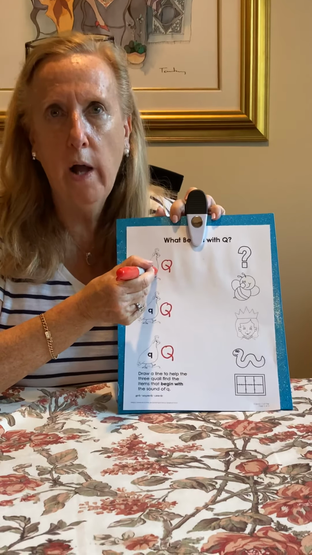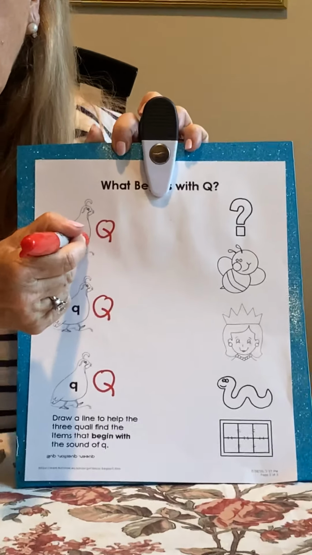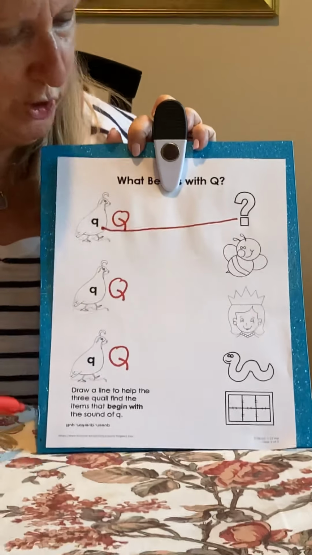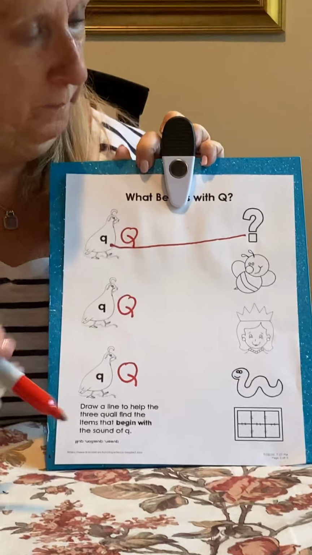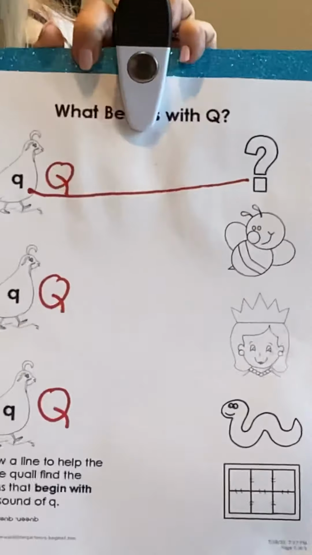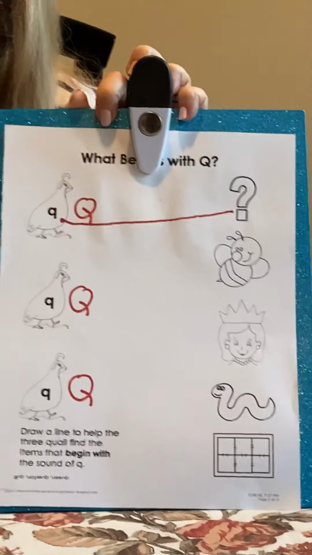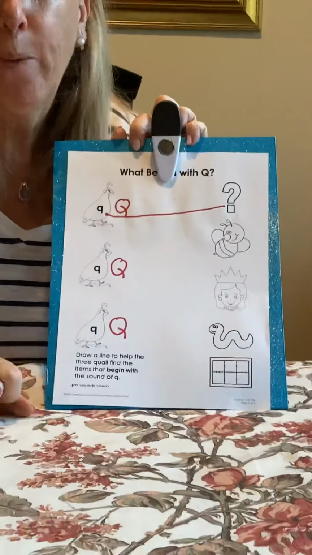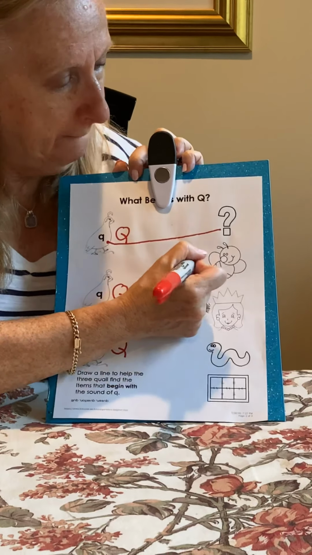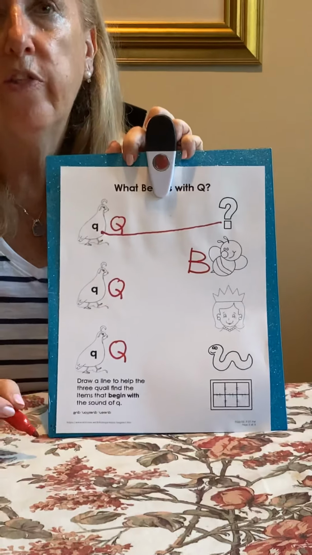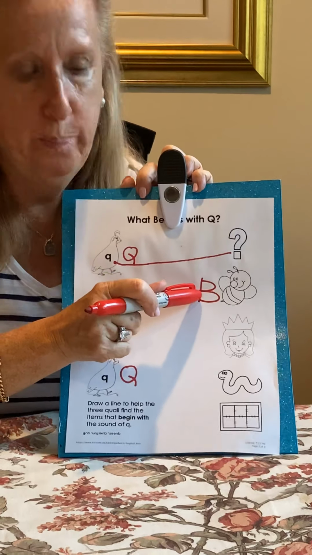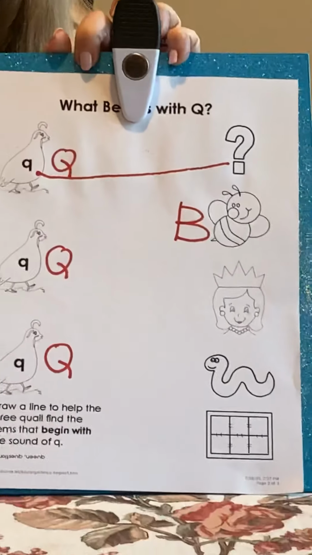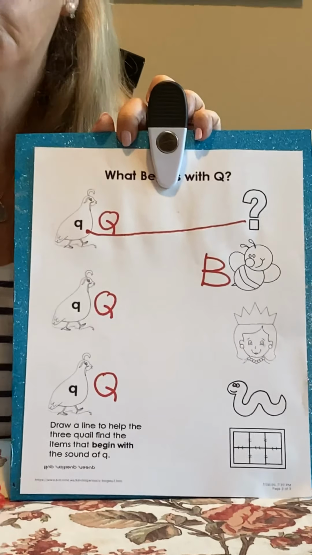Where should I draw the line? Where am I going? Very good. I'm going to the question mark. What about this, my friends? Does that begin with the letter Q? You're right, I can't fool you. This is a bumblebee. Bumblebee starts with what letter? Good, B. What about this? You're right, that was our picture of our queen.